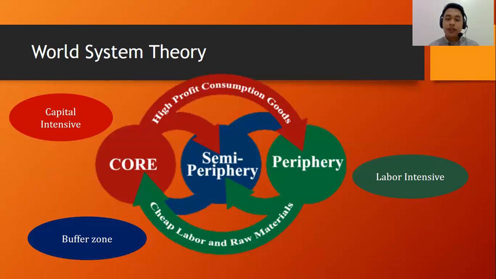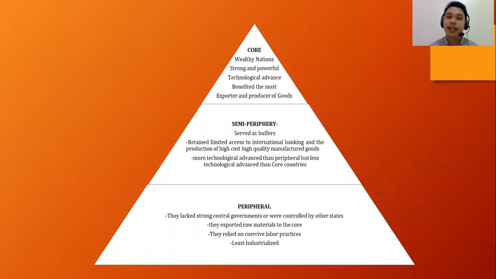So ito yung classification. Kapag ang bansa ay nasa core, so these are the wealthy nation, strong, powerful, technologically advanced, and they are the exporter and producers of goods. So these are the countries who are fully developed and technologically advanced. So kapag fully developed sila, they intended to be strong and powerful. So ang mga example niyan is the United States of America, Russia, China, Japan, the United Kingdom, because they are technologically advanced, well-developed, and industrialized country. So sila yung mga nasa tuktok or the core nations or the core countries na meron po tayo.